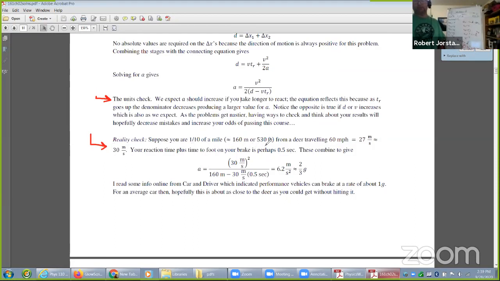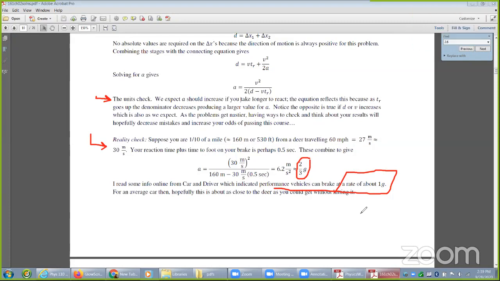So suppose you're 1/10 of a mile from the deer and you're going 60. Can you do this without dying? Let's find out. I got 2/3 of a G, right? And I saw that performance vehicles can brake at about 1 G. So this probably seems okay. Maybe a Buick could do that, almost. Probably not a Buick. Buicks are pretty heavy. But this isn't outrageous.